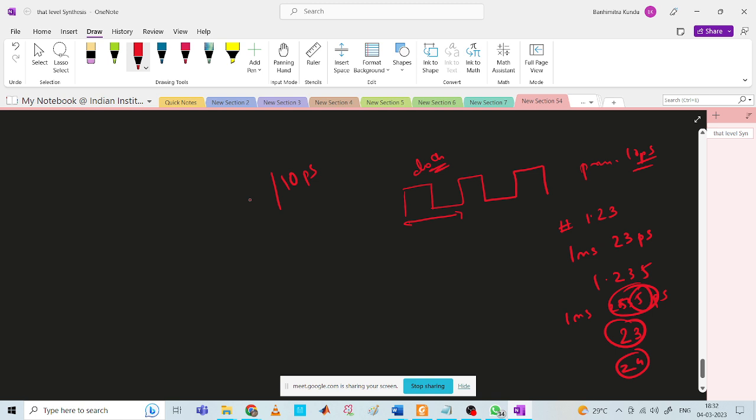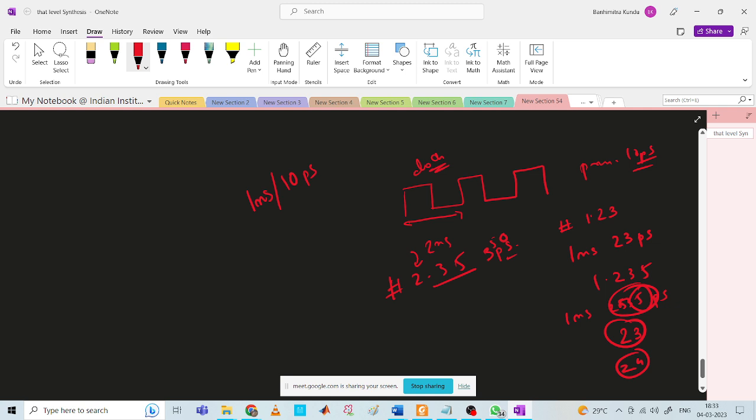And what is the step? The integer is 1 nanosecond. So whenever you have some value, let's say 2.35, you say it is 2 nanoseconds and 350 picoseconds. So that is the meaning of the time scale directive. It is a very important directive, and you should know this.